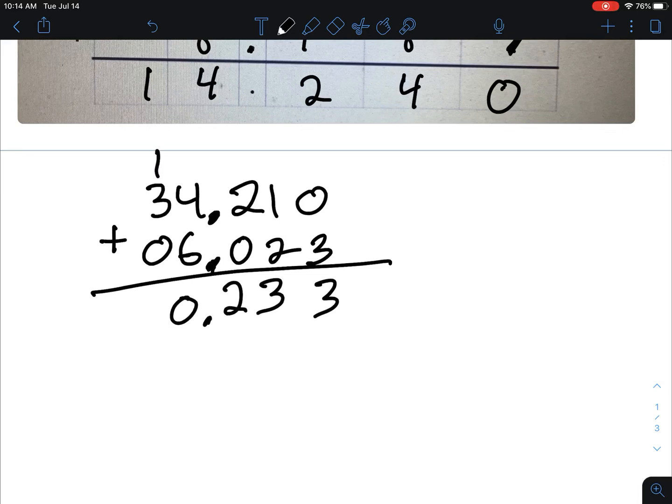And let's see if you got it right. That's a 10. So the answer to that one is 40 and 233 thousandths. Hopefully you got that. Again, this is not a super hard lesson. It's just about making sure you use that place value chart or stack your numbers using the decimal point, and then taking your time and adding correctly.